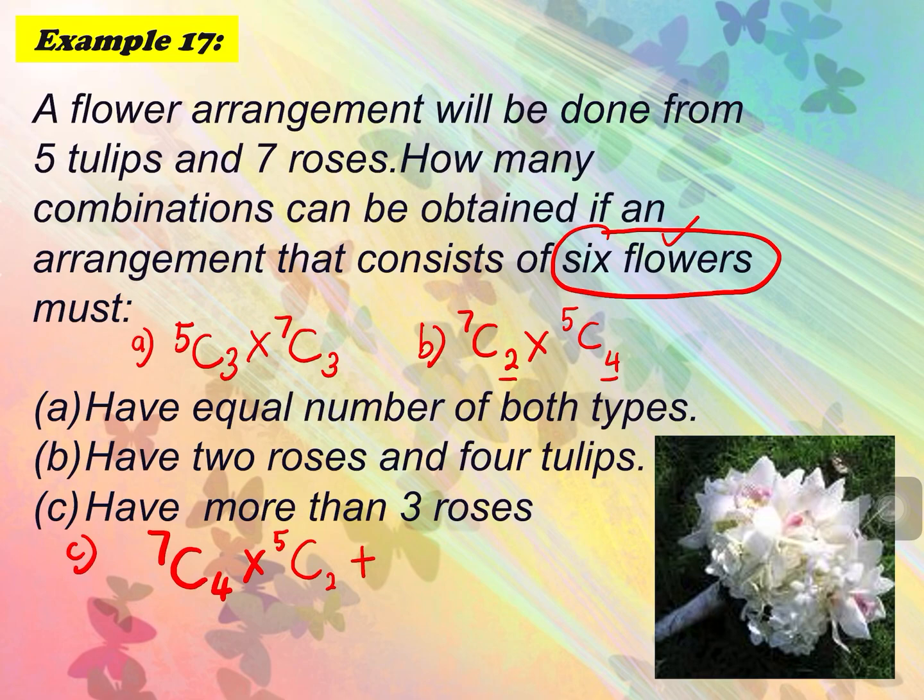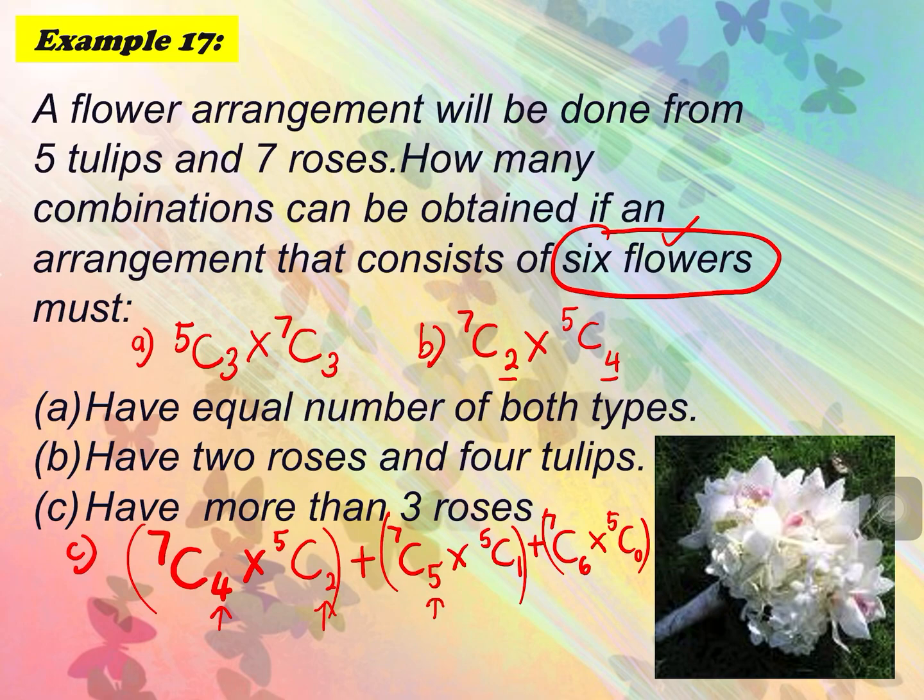So times with 5C2. Because the question said have more than 3 roses, so it's either 4 roses or more. So 7C5 with only 1 tulip, or all the arrangement must be roses times 5C0. Okay, that's how you do it.